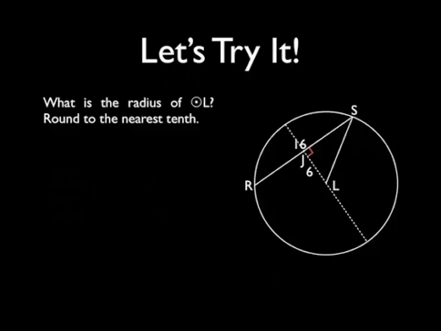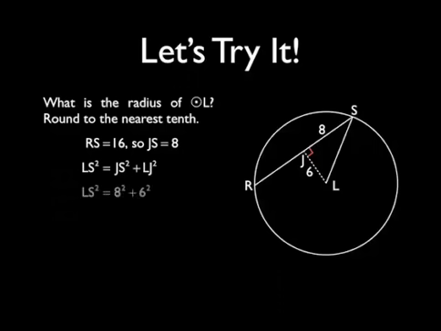Oh, the diameter is perpendicular to a chord. That tells us that the diameter bisects the chord. Segment JS has to be 8. Oh, we now see a right triangle here. So we can apply the Pythagorean theorem. Segment LS, which is the radius of the circle, squared, is equal to the sum of the squares of the two legs. Plugging in the numbers here, 8 squared plus 6 squared has to equal LS squared.